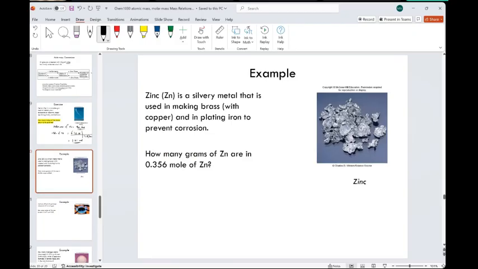Zinc, right? Zinc is a metal. So you see the image. Zinc is a silvery metal that is used in a lot of different ways. One is making brass, that is kind of alloy, mixed with copper and other metal in a specific proportion, and then you get some alloy called brass. And also it is widely used in plating iron to prevent corrosion.